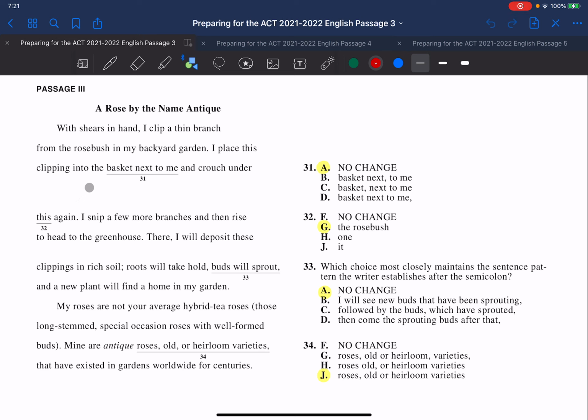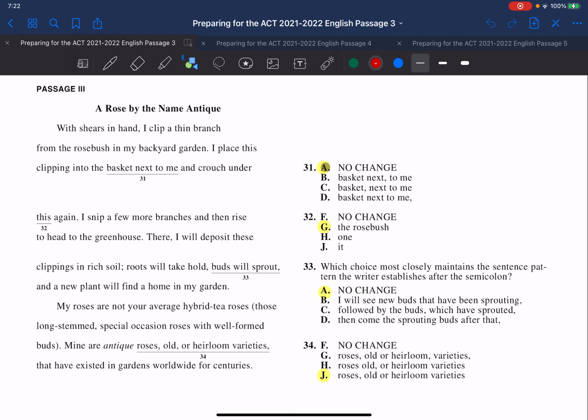So first off, number 31, we want to look at this phrase right here: I place this clipping into the basket next to me. The words are all the same. The question is, do we put a comma anywhere? So we have "basket next to me," no comma. "Basket next to me, and crouch under this again." "Basket, comma, next to me, and crouch under this again." Or "basket next to me, comma, and crouch under this again."